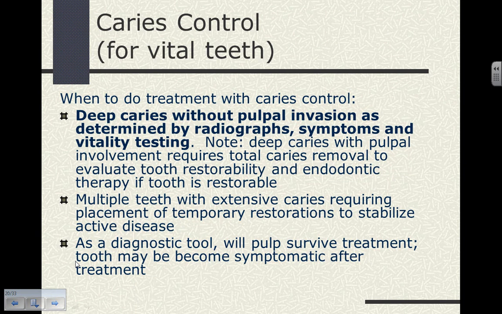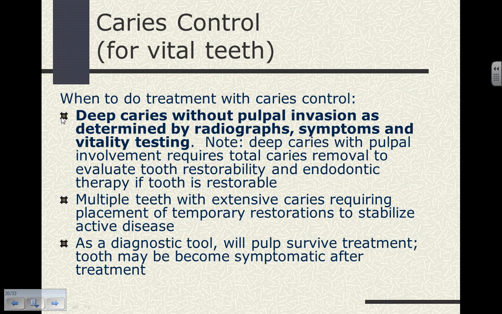In fact, caries control is for vital teeth. And when do you do caries control? Well, you have deep caries without pulpal invasion, as determined by radiograph, symptoms, and vitality testing. The patient hasn't had any symptoms, the tooth tests vital, there's no percussion sensitivity, it's a large carious lesion, possible pulpal involvement. In fact, you want to see whether or not the tooth is restorable, whether endodontic therapy can be done if the tooth's restorable.